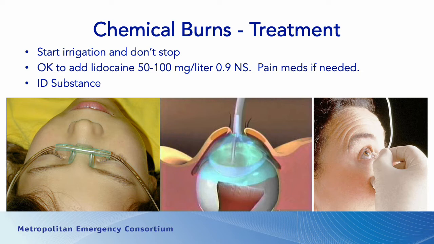There are some procedure photos in the protocol you can look at to get a better idea of how to place the Morgan lens. The other thing you need to do before you transport is identify the substance, because in the emergency department, we need to know what it is. Now, you can take a picture of the bottle, you can get a material safety data sheet, whatever it takes, identify the substance so we know how to treat the patient.